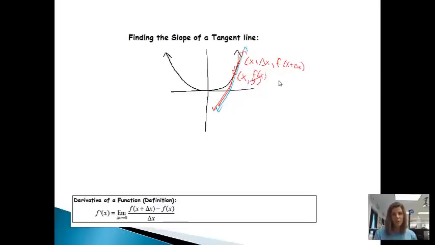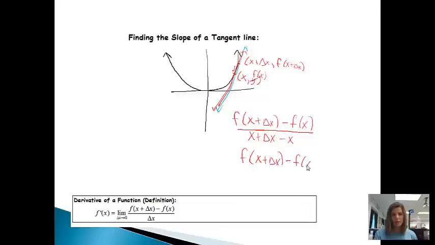So what we're going to be doing is finding the slope between these 2 points. You'll notice the slope between those 2 points, if I subtract the y values, I'll get f of x plus delta x minus f of x, all over x plus delta x minus x. If I simplify that a little bit, I'll get f of x plus delta x minus f of x, all over delta x. Remember, I want this point to get as close as it possibly can to this one, so I actually have the slope at that tangent point. So we're going to let our delta x get smaller and smaller and smaller. How do you do that? We're going to find the limit as delta x approaches zero, because the difference between those 2 points is getting smaller.